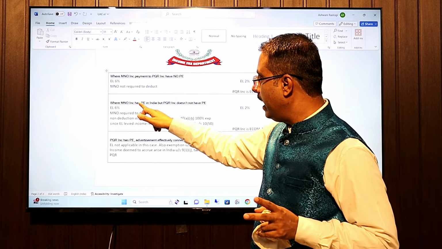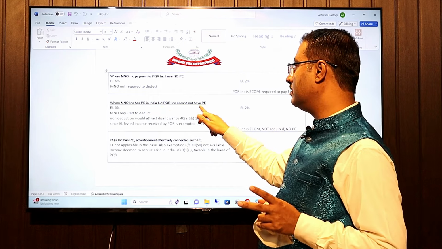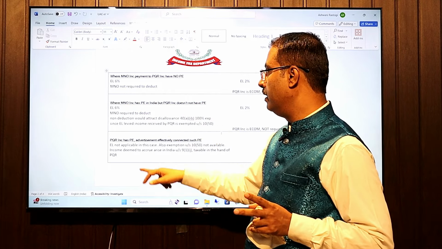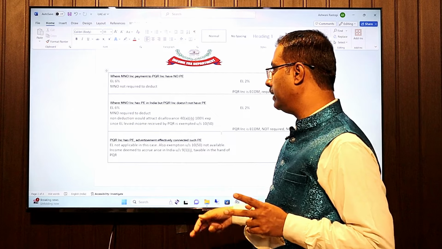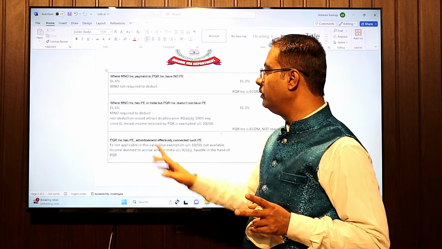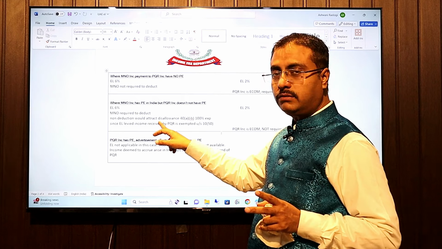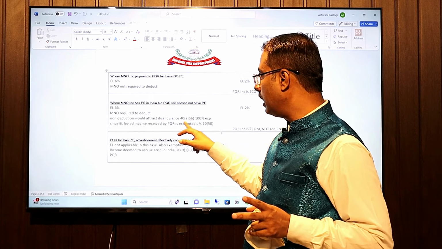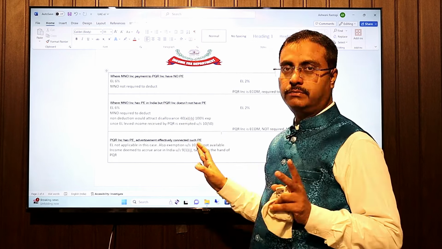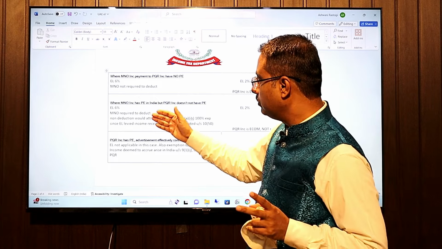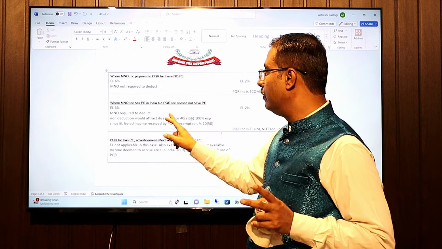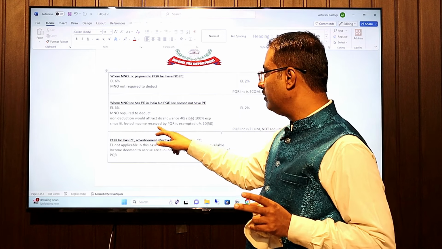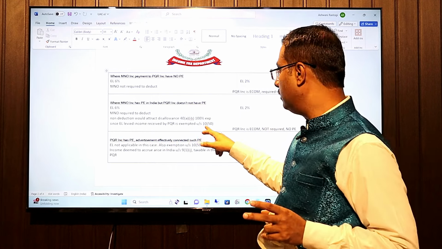Where MNO has a PE status and PQR doesn't have a PE status, MNO is covered. MNO is making a payment to PQR. MNO is required to deduct 6% equalization levy. If they do not deduct, what will happen? The expenditure for payment in respect of PQR would become disallowed under section 40(a)(ib). 100% of the expenditure is disallowed. Suppose MNO has deducted 6% equalization levy, what will be the impact in PQR's hands? Since equalization levy income received by PQR becomes exempt under section 10(50).